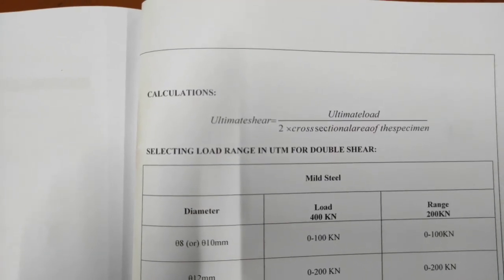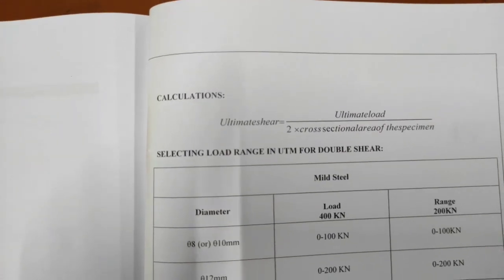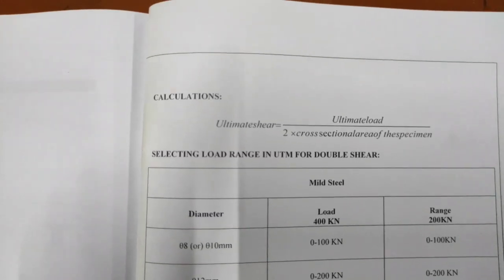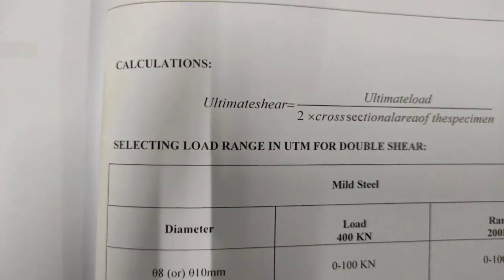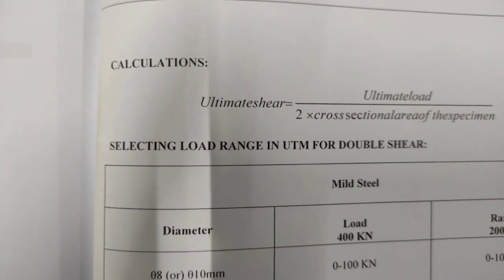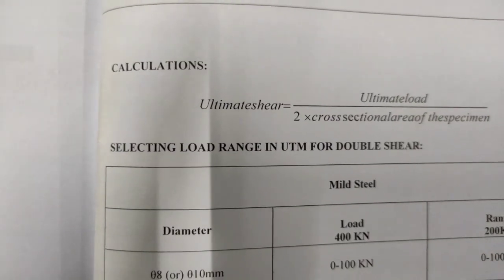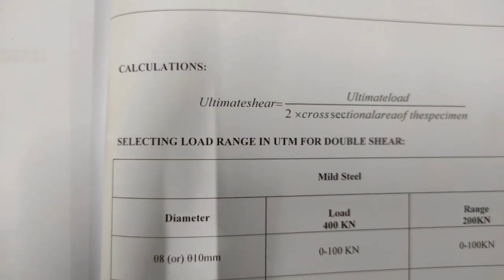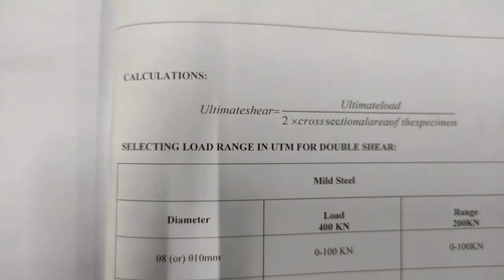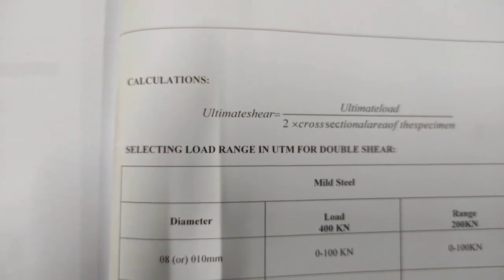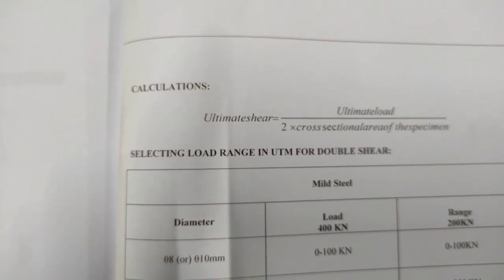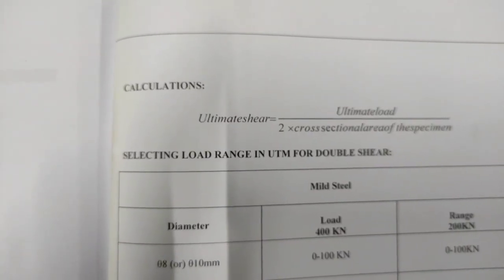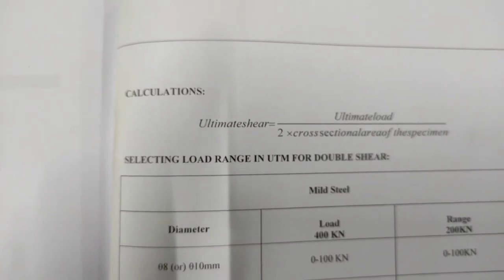As we know, stress is force upon area, and since the force is applied on either side of the cross-section, the term 2 is included in the denominator, that is, 2 times the cross-sectional area of the specimen. Force or load divided by 2 times the cross-sectional area will give us the ultimate shear strength of the material. We have noted down the maximum ultimate load as 42 kilonewton, so 42 kilonewton divided by 2 times the cross-sectional area of the specimen.